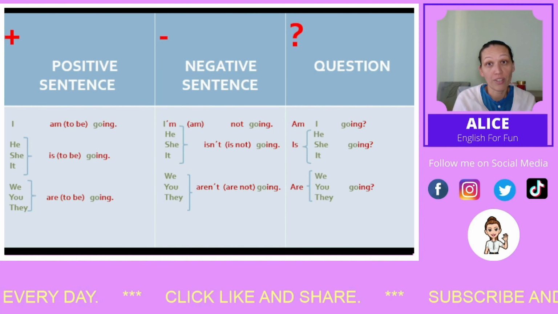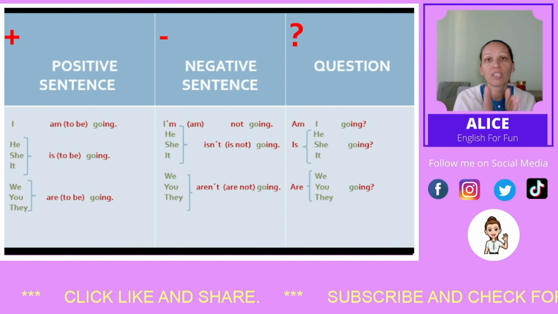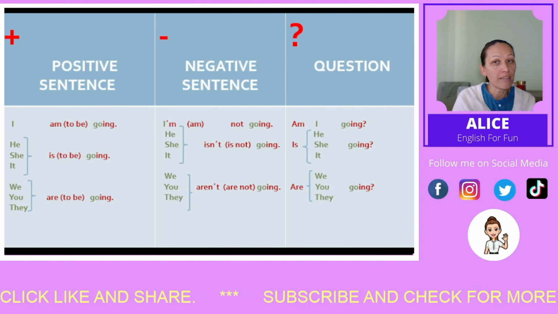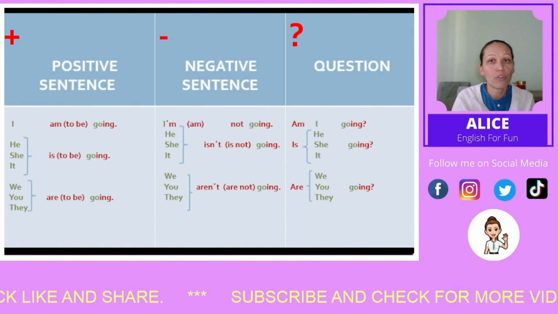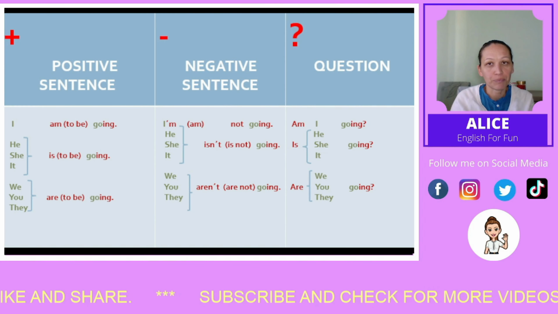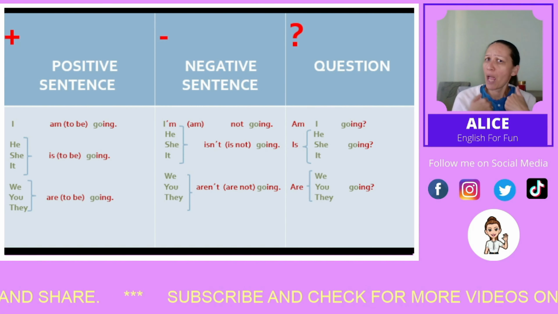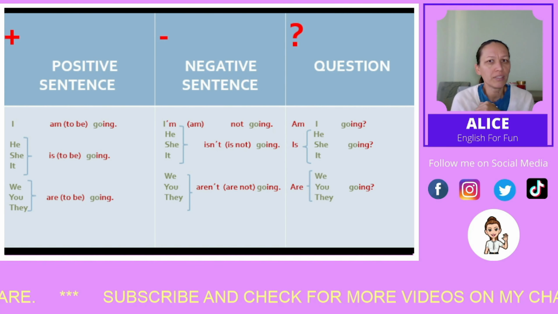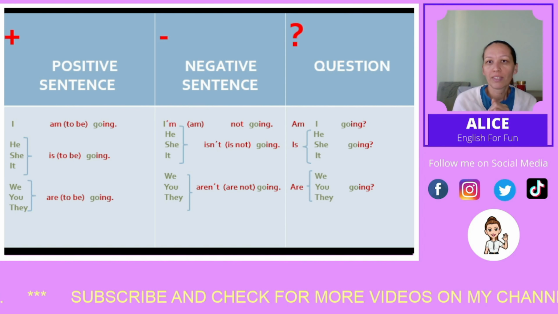Okay, let's move on. Let's see how we should form a question. To form a question, we use a verb to be, which is am, is, or are, then subject, and then verb with ing ending. For example, am I going? So you're asking yourself, am I going? Oh yes, I'm going. Oh no, I'm not going.